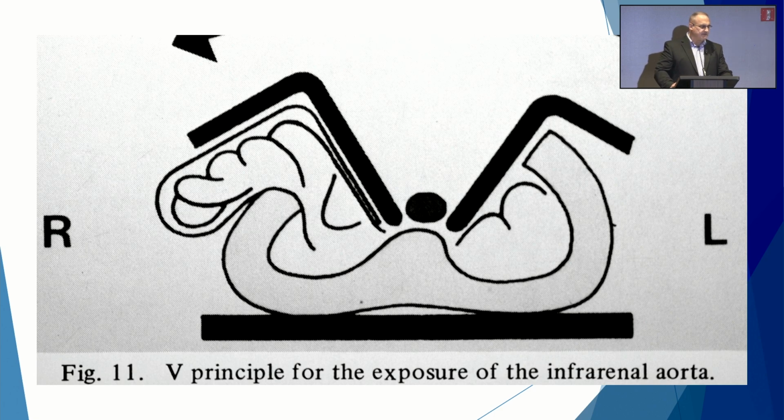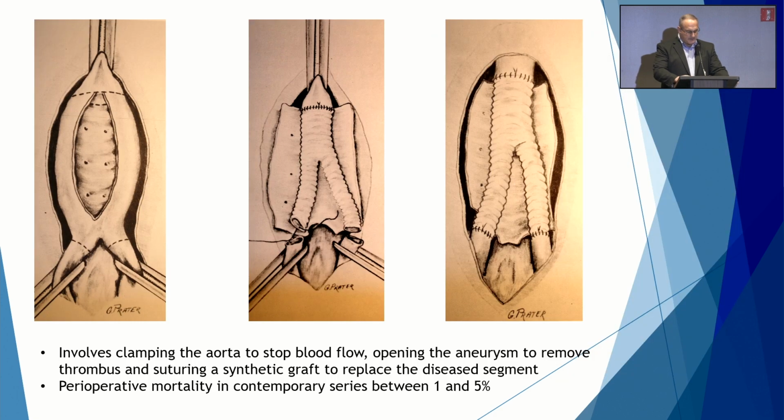The open repair of the abdominal aortic aneurysm, this is called the V principle for the exposure of the aorta. As you can see, it's maximally invasive. Essentially, you move all the intestines and everything out of the way and put in your retractors and get down to the aorta. The repair involves clamping the aorta underneath the renal arteries, clamping the iliac arteries, opening up the sac, removing the thrombus, over-sewing the vessels, the lumbar vessels, and then essentially closing the sac over it.